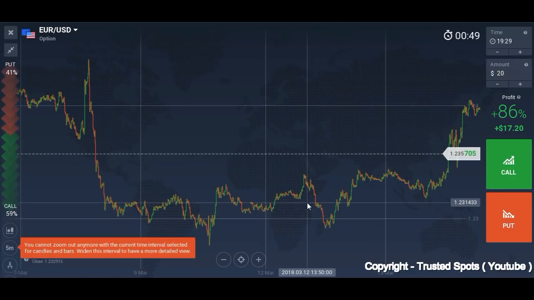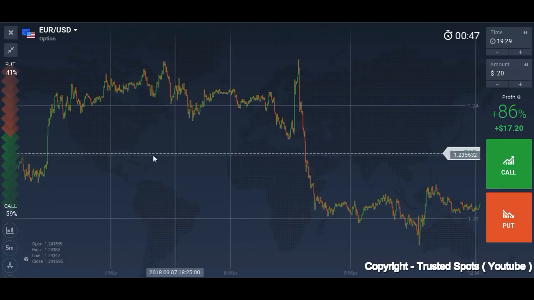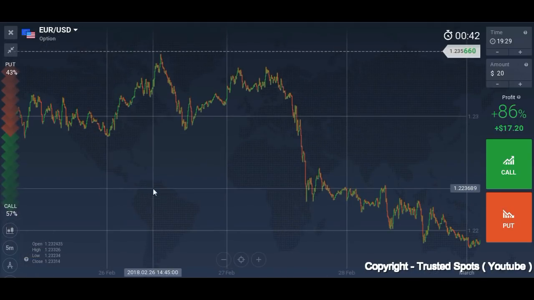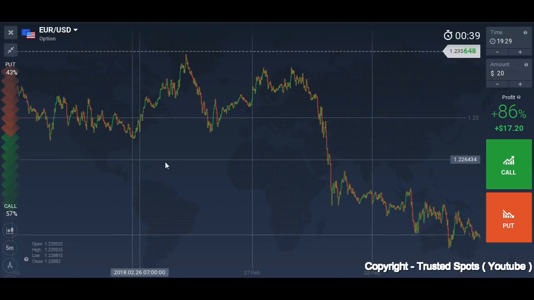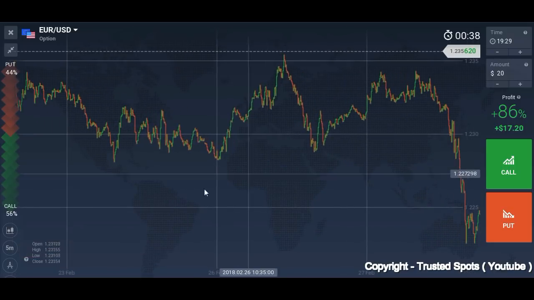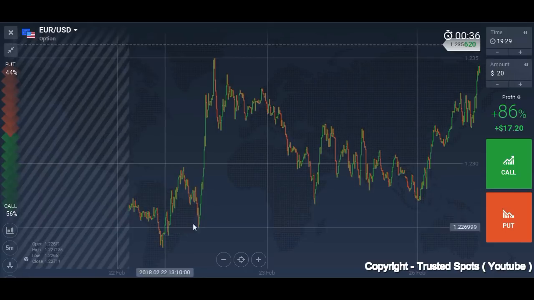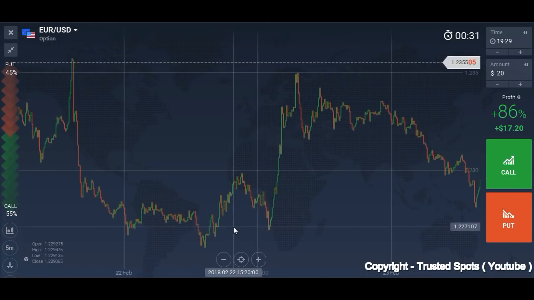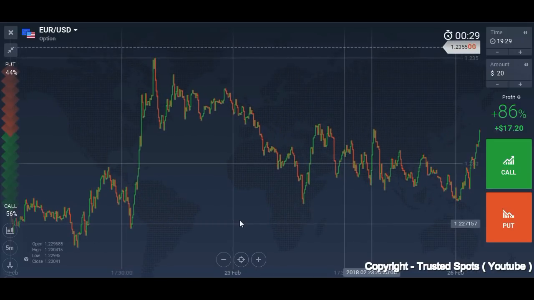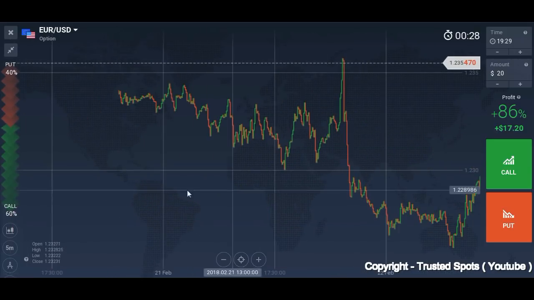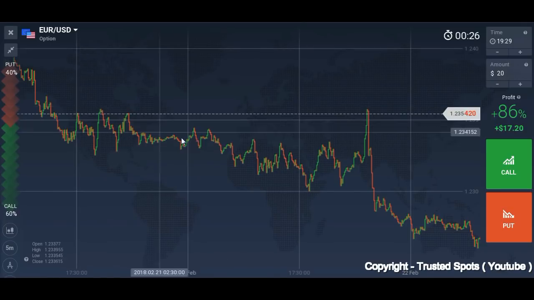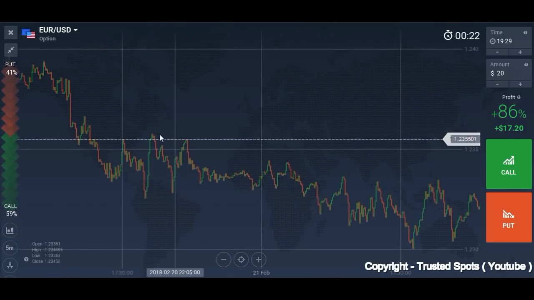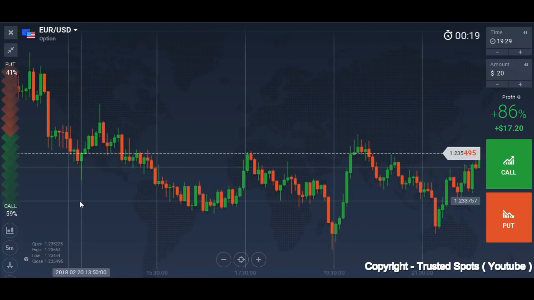So let me start from, okay, let's go before. Okay, we will select this level, and as you can see, it is a ranging market. Okay, it is ranging. Let's, okay, this seems a good, not a good, but a downtrend market, so we will use this particular one. So let's start from here.